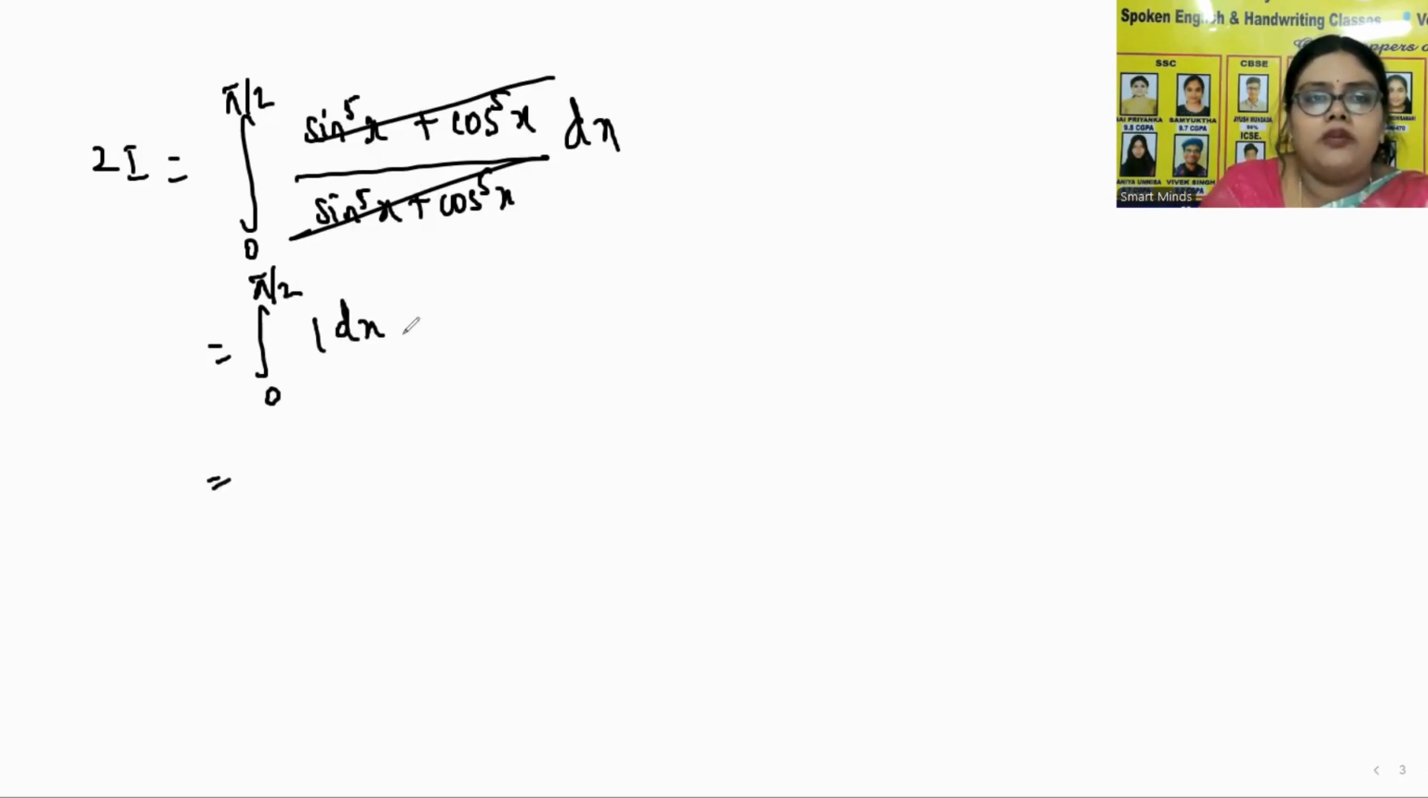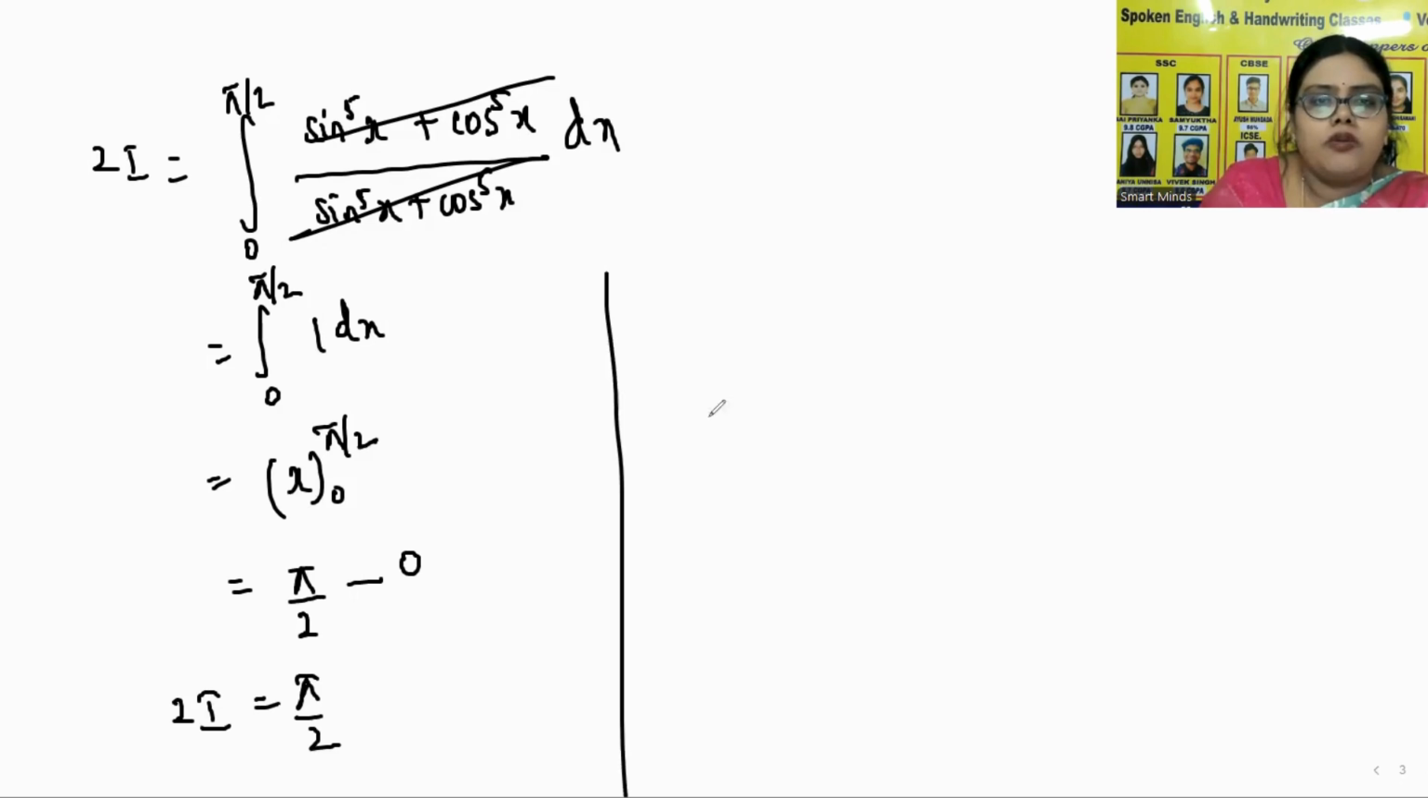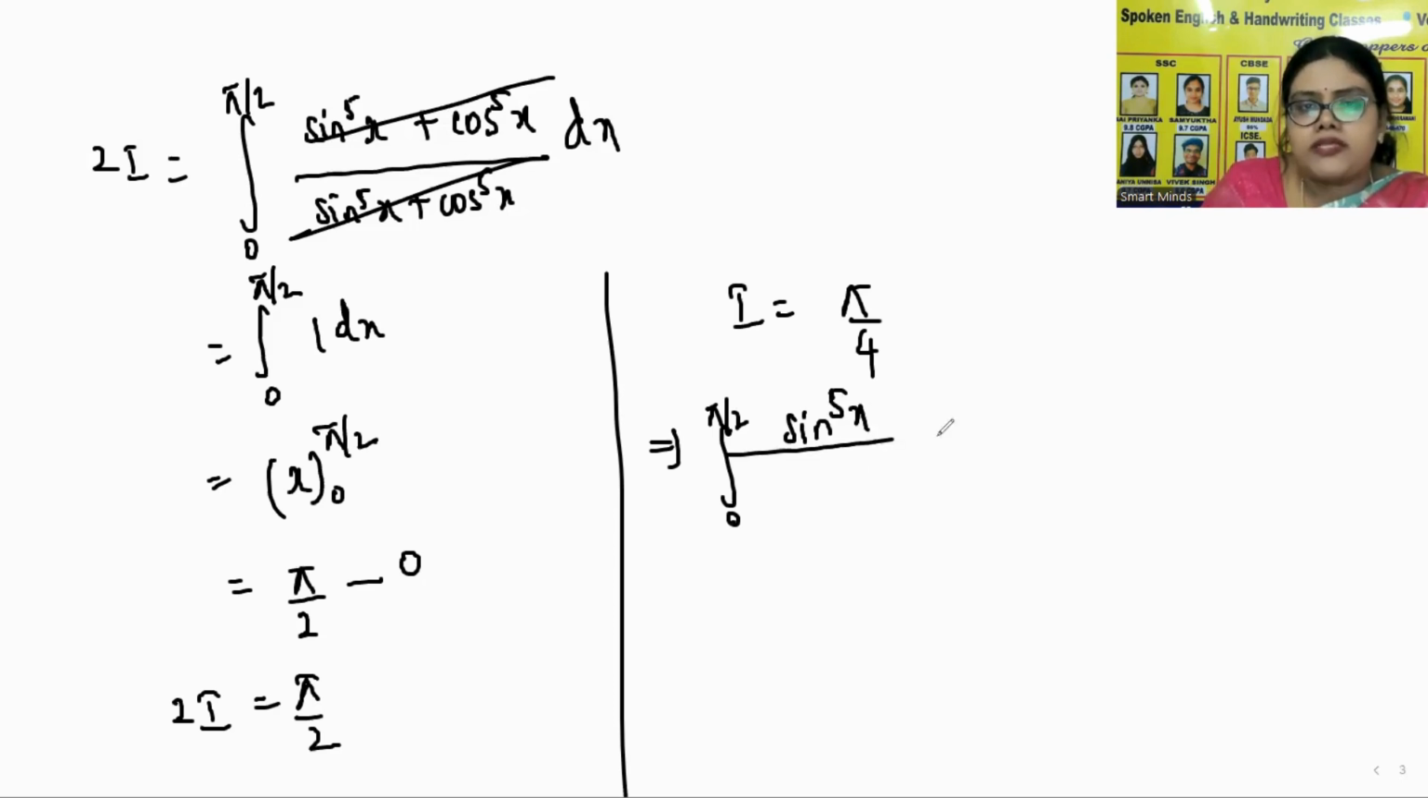But we know that integral 1 dx is x. So x from 0 to pi by 2. How do we apply the limits? First we take upper limit minus lower limit. So that is pi by 2. But this is the value of 2I. So what will be the value of I? The value of I will be pi by 4. That means the given integral, integral 0 to pi by 2 sine power 5x by sine power 5x plus cos power 5x dx, is equal to pi by 4.